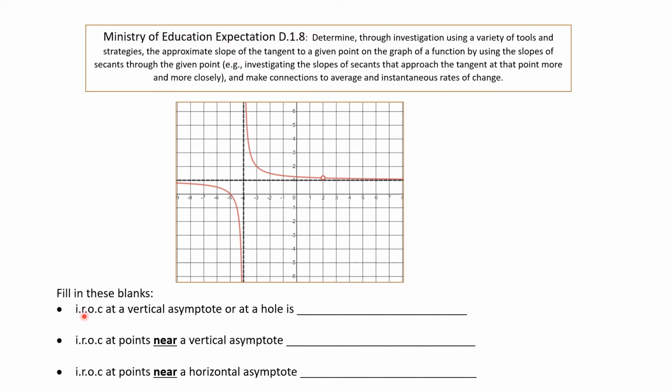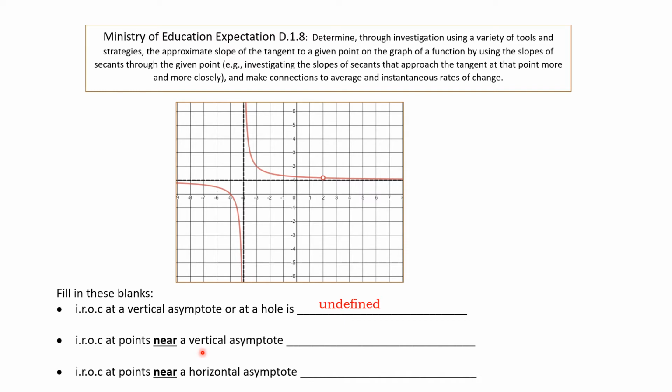IROC, remember that means instantaneous rate of change at a vertical asymptote. So what is the instantaneous rate of change at a vertical asymptote or at a hole? What is the instantaneous rate of change? If I could draw an asymptote here, or draw an asymptote at the hole, what would we get? What's the instantaneous rate of change? It's undefined. So this is where we have discontinuities, we have an undefined rate of change.